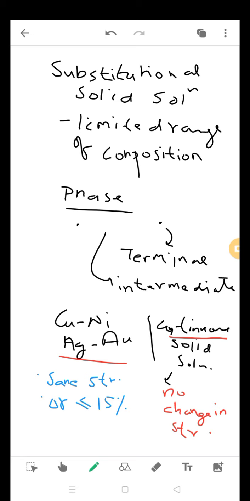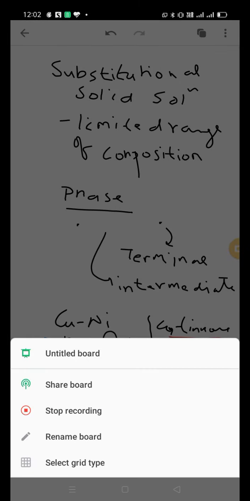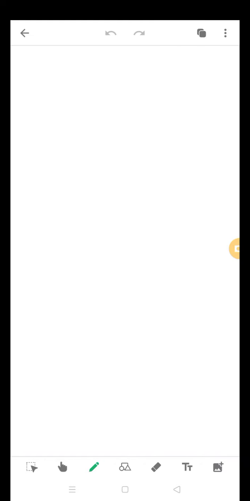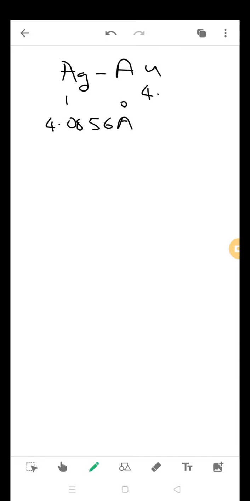So considering the examples that we have stated, let us try to understand how the radii of these components are. In the silver gold system, silver has a lattice constant of about 4.0856 angstrom, whereas gold has about 4.0783 angstrom. So you can see that they are pretty close to each other, and also both of them are face-centered cubic. So the two rules that we have told earlier are satisfied, so they can form a continuous solid solution.